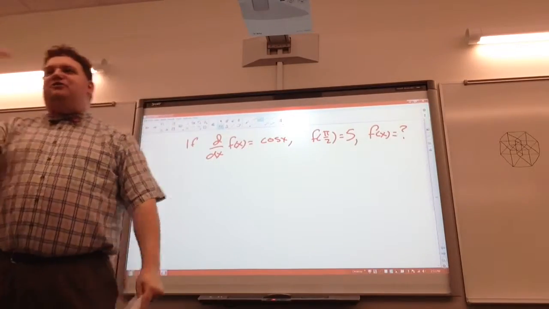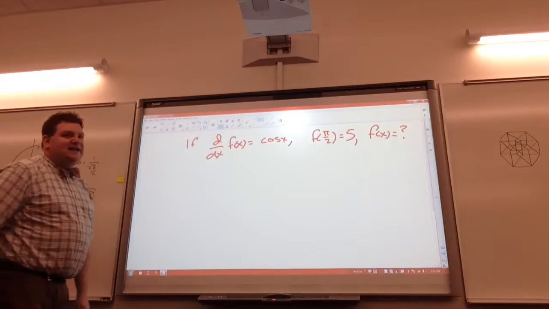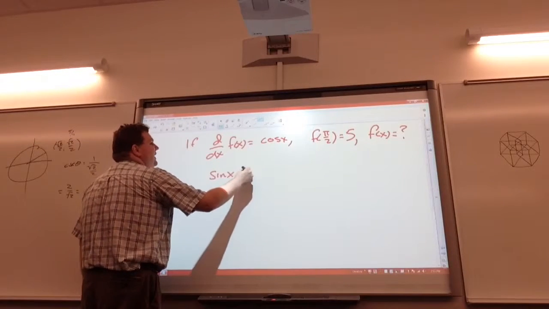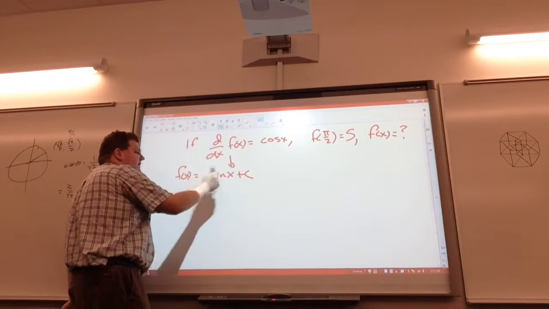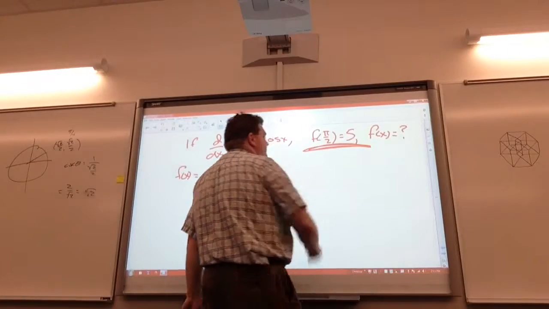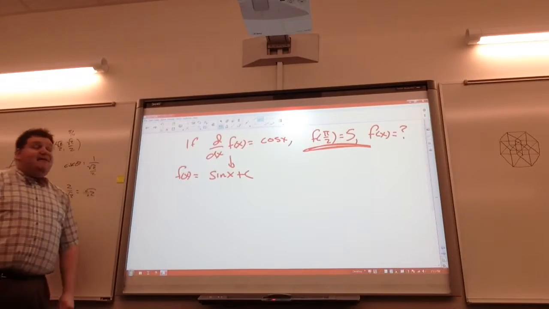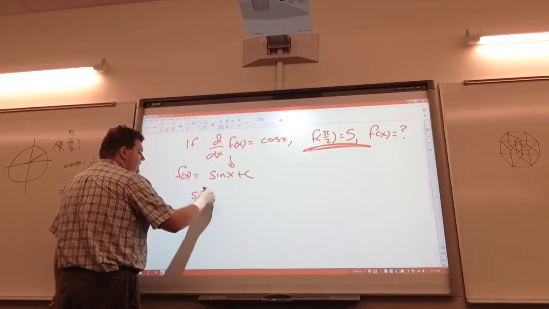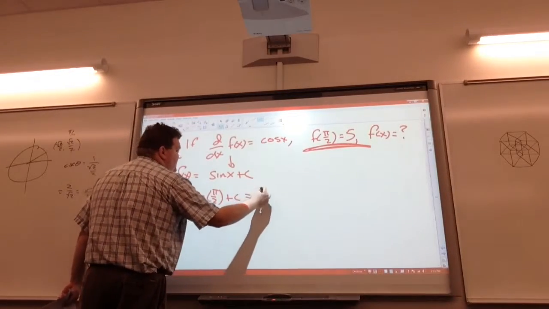So, how do I undo a derivative? I do the antiderivative. What's the antiderivative of cosine? Sine. So this would be sine of x plus c. Okay? So f of x is equal to this right here. Now, we want to figure out what the plus c part is. That's what this point here is for. When I put pi over 2 in for x, I get 5 as my answer. So I'll say the sine of pi over 2 plus c has to be equal to 5.